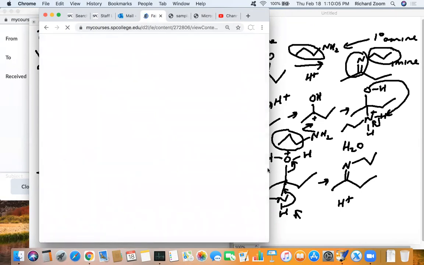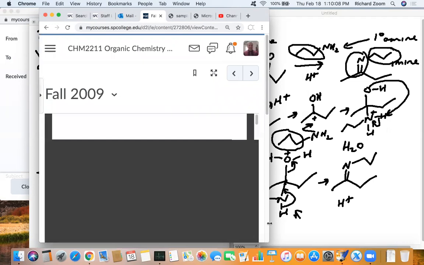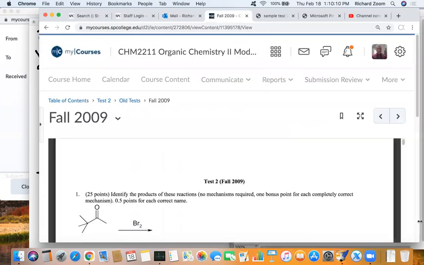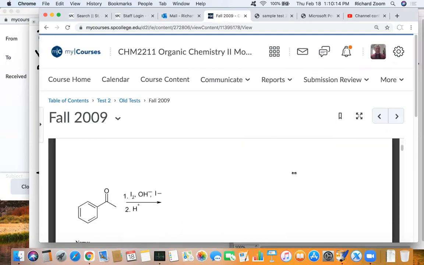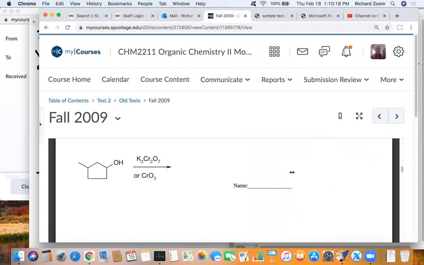I have already shown you one of the questions that you'll definitely get on the test as a mechanism question. All these other ones here that I'm showing you, they're requiring a product. You ignore the names, of course, here, just like we did on the previous one. And you can get a bonus point for showing the mechanism there.